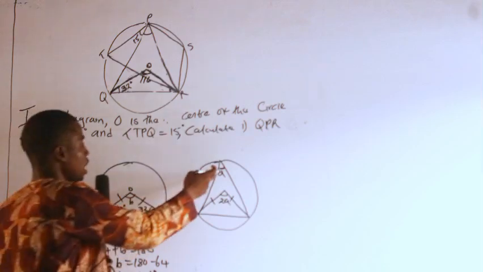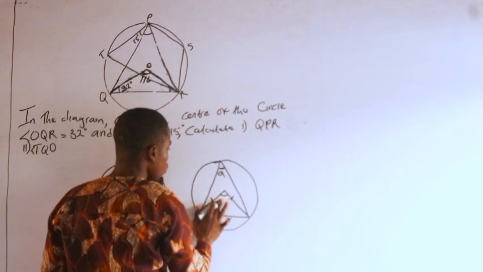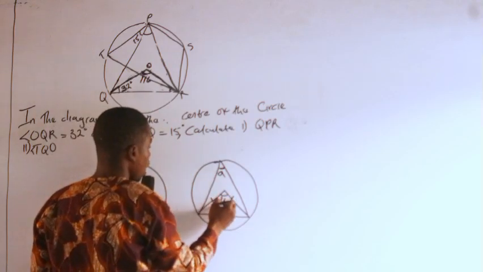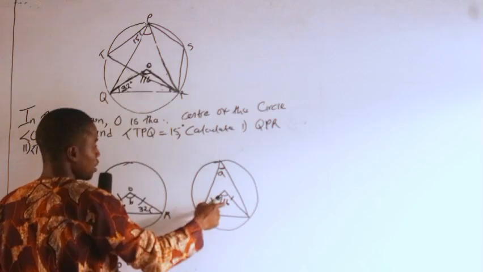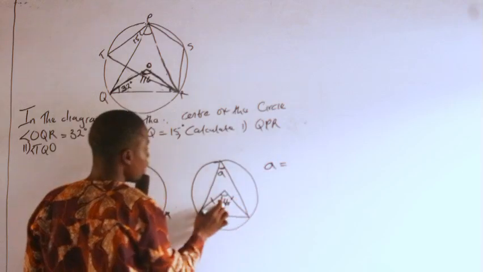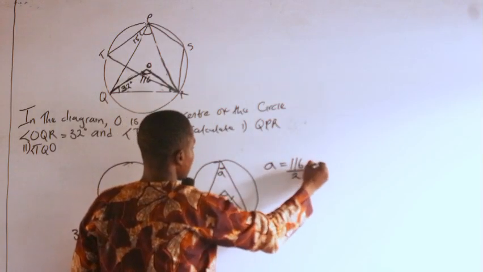How can we find this one now? What is the angle of this place? They have already given us 116. When we want to get this one, angle A equals this one divided by 2. So it will be 116 divided by 2.